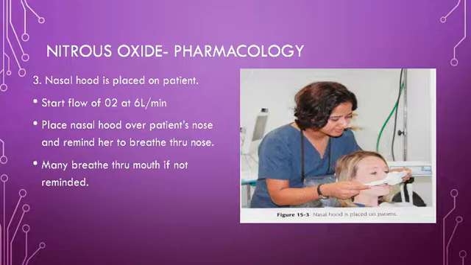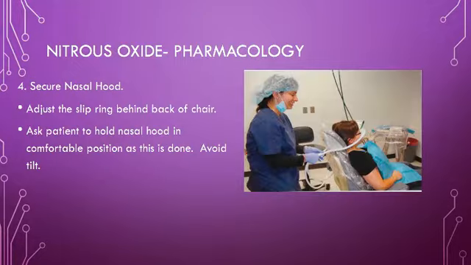You'll place the nasal hood over the patient's nose and remind them to breathe through their nose. Many breathe through the mouth unless you remind them to breathe through the nose, so it's really important to have them breathe through their nose. Now in the back, you'll notice that the nasal hood will have a clamp system back here that will allow you to tighten this around the chair.